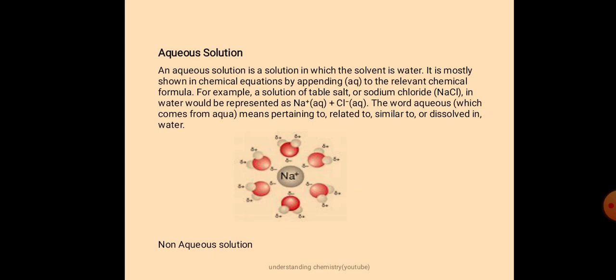Again, the next classification we are seeing is aqueous and non-aqueous solution. Water, we already know, has a high dielectric constant. It is polar in nature. Because of that, it is called a universal solvent. It can dissolve many things. When a solution is prepared taking water as the solvent, we call it an aqueous solution. If a solution is prepared taking other substances except water as a solvent, we call it a non-aqueous solution.